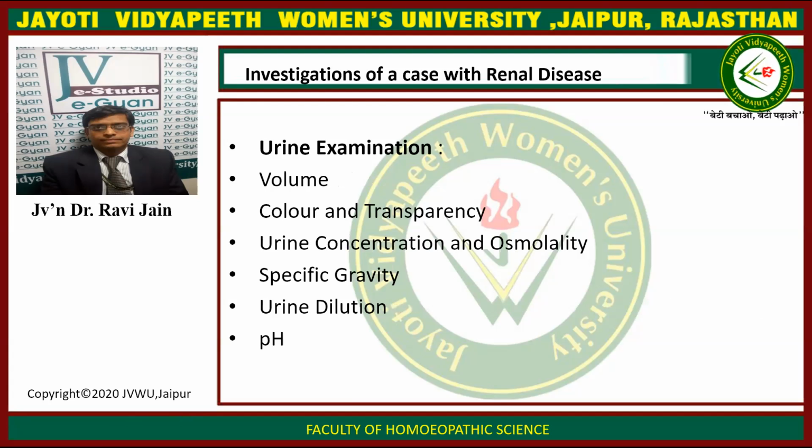What are the basic, routine investigations that are to be done in order to confirm that this particular patient is suffering from genitourinary illness? The basic investigation includes urine examination, in which we have to look for the volume of the urine, the color and transparency, the urine concentration and osmolarity, the specific gravity, the urine dilution, and its pH. These are the basic tests that are routinely done.